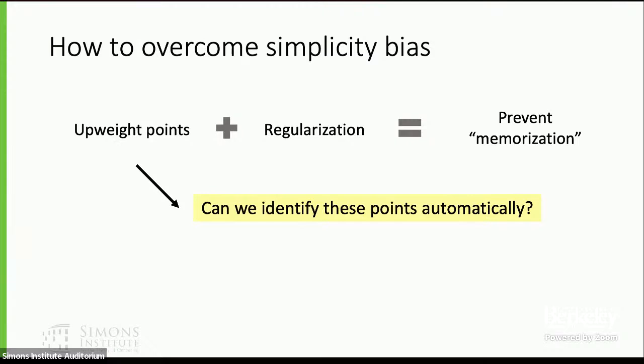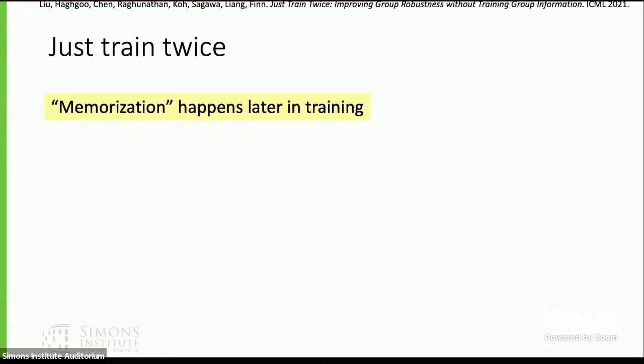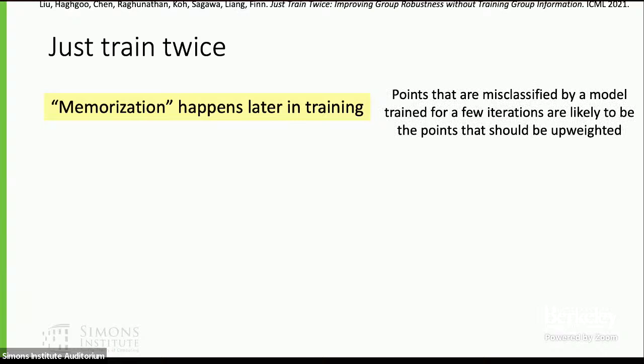So now we ask: can we identify these points automatically, with a little bit of understanding of why networks pay attention to certain points and not others? With a simple idea, which is that there are these important points in a data set, but your model is not learning from them, which we call informally memorization. And if you look at neural network training, this happens later in training.